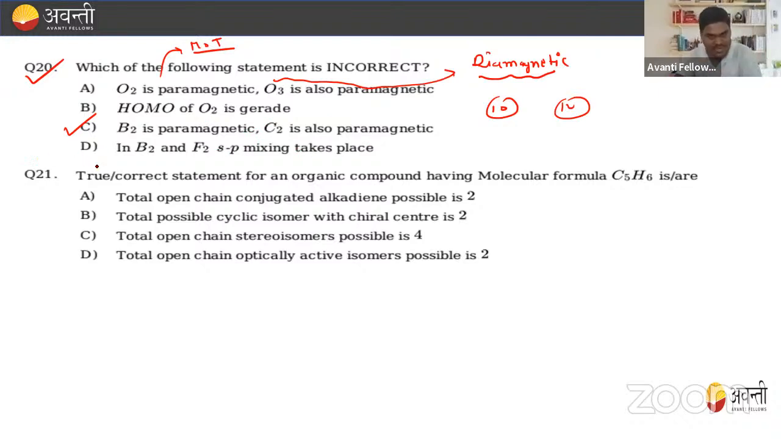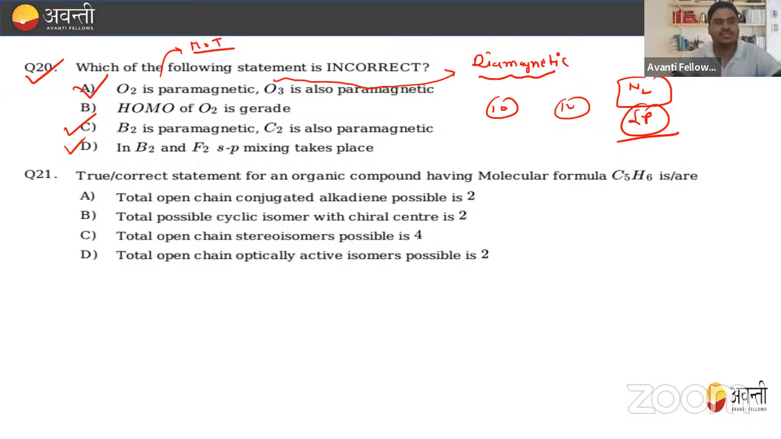In B2 and F2, sp mixing takes place. So obviously up to N2, sp mixing is taking place. So up to nitrogen, sp mixing is taking place. So that is option A, C, and D. Options A, C, and D are the incorrect ones. Okay, so these three options, A, C, and D, are the incorrect ones.